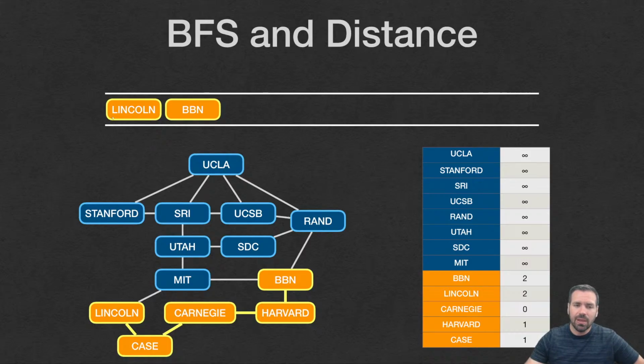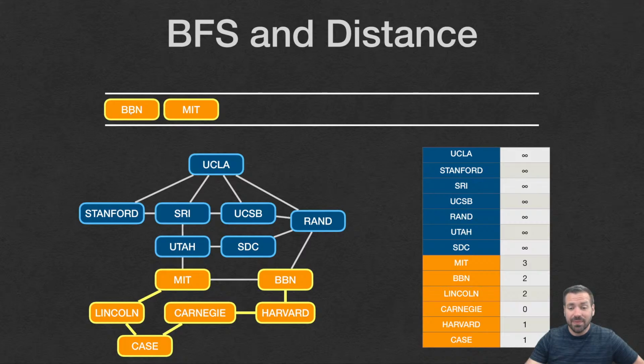We're going to dequeue Lincoln. We're going to check the neighbors of Lincoln. MIT has not been explored, so we enqueue MIT, mark it as explored, set its distance equal to 3, Lincoln's distance plus 1. Then we're going to check Case. Case has already been explored, so we don't do anything.